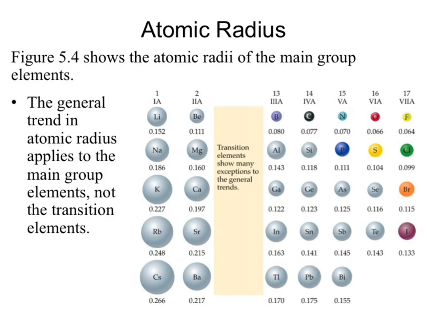Left and right. As you go left to right, it just gets smaller. Okay, so you can't look at the periodic table for this. For our atomic radius, if we look left to right, lithium is 0.152, beryllium is 0.11, 0.08, 0.07, 0.07. Okay, it's getting smaller all the way across.